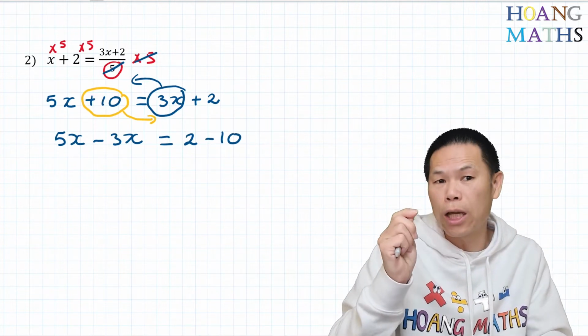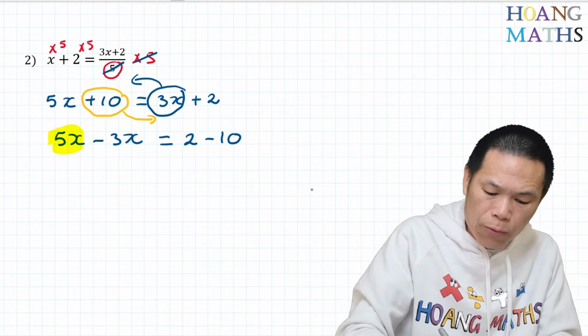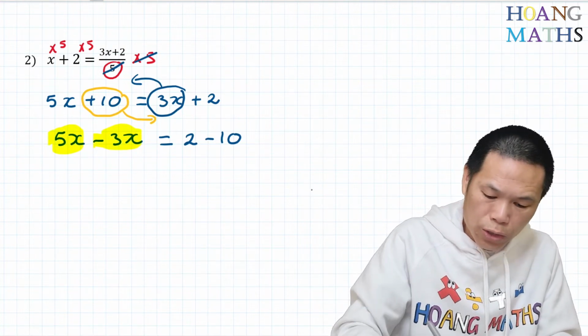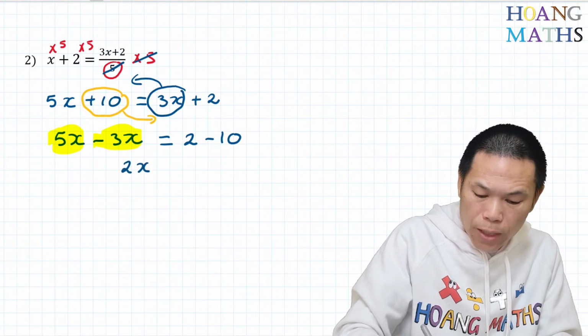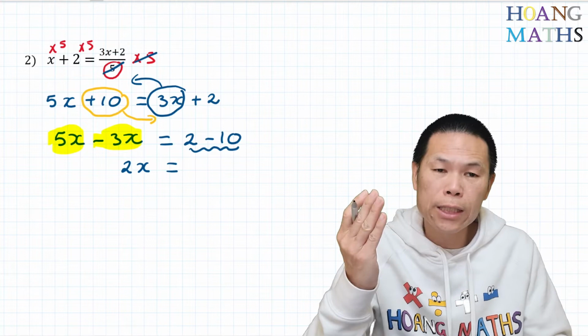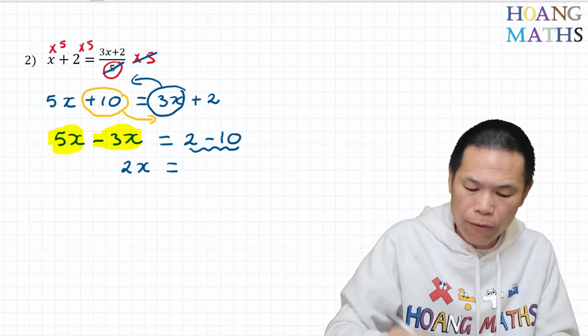Now I just collect like terms. We have 5x and we minus 3x. So 5 minus 3 is 2, so 2x, which is equal to 2 minus 10. I can just simply use the calculator: 2 minus 10 gives me negative 8.